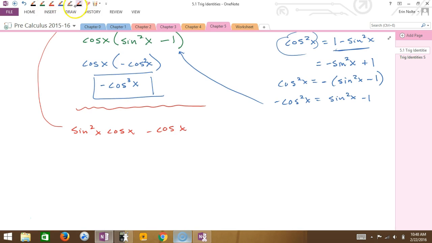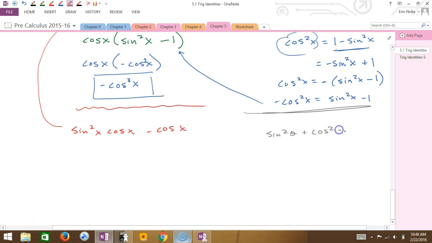Is anybody following that? Okay, so if I look at my sheet again, I see sine squared plus the cosine squared is equal to 1. So sine squared is equal to 1 minus the cosine squared. I just subtract the cosine squared over. Okay. So now if I replace the sine squared, it would be 1 minus cosine squared.